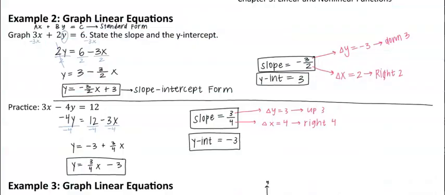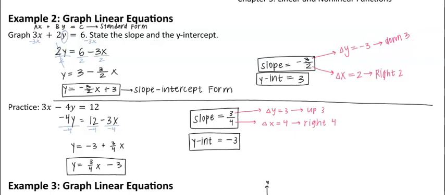Okay, let's do another one. This time, though, it's graphing a linear equation from standard form. So we've already done this a little bit. We looked at graphing 3x plus 2y equals 6 from standard form, but they gave us the equation in slope-intercept form before, and we made a table. We just didn't know it was called slope-intercept form back then in the first lesson.